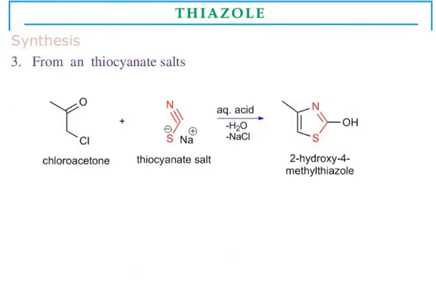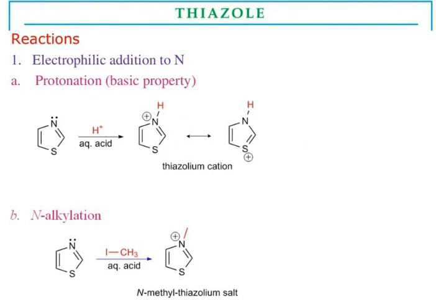Now from ammonium thiocyanate salt, you can see the dipolar thiocyanate salt reacts with chloroacetone forming 2-hydroxy-4-methylthiazole. Now think about the reactions: electrophilic addition to nitrogen, of course protonation, because nitrogen is present, so it shows basic properties. And again, beautiful thing, it is a resonance stabilized thiazolium cation; stability will be regained with the resonance.